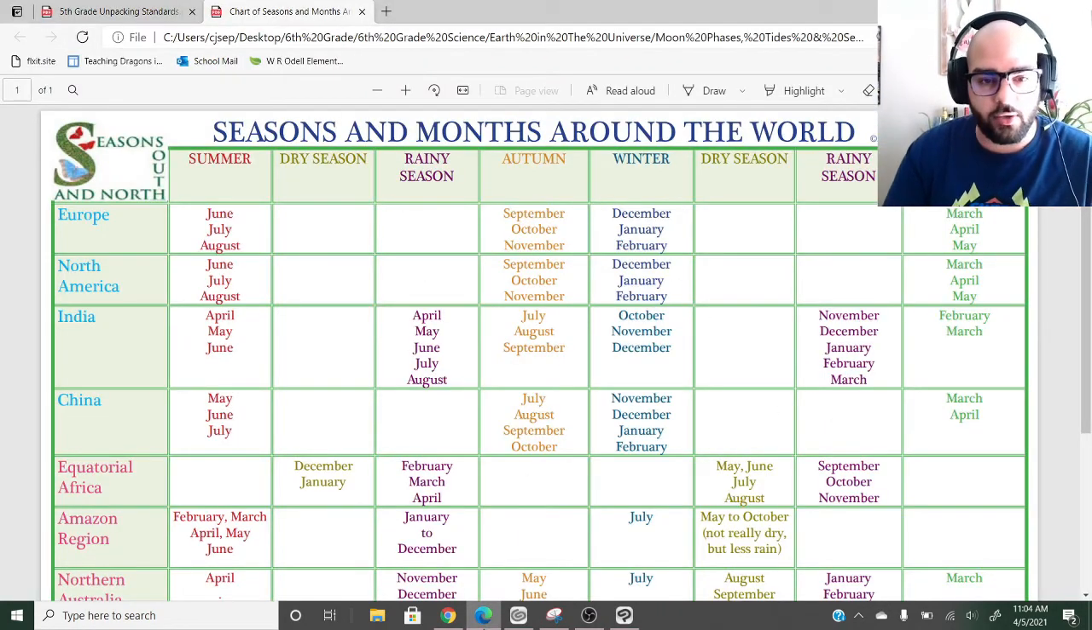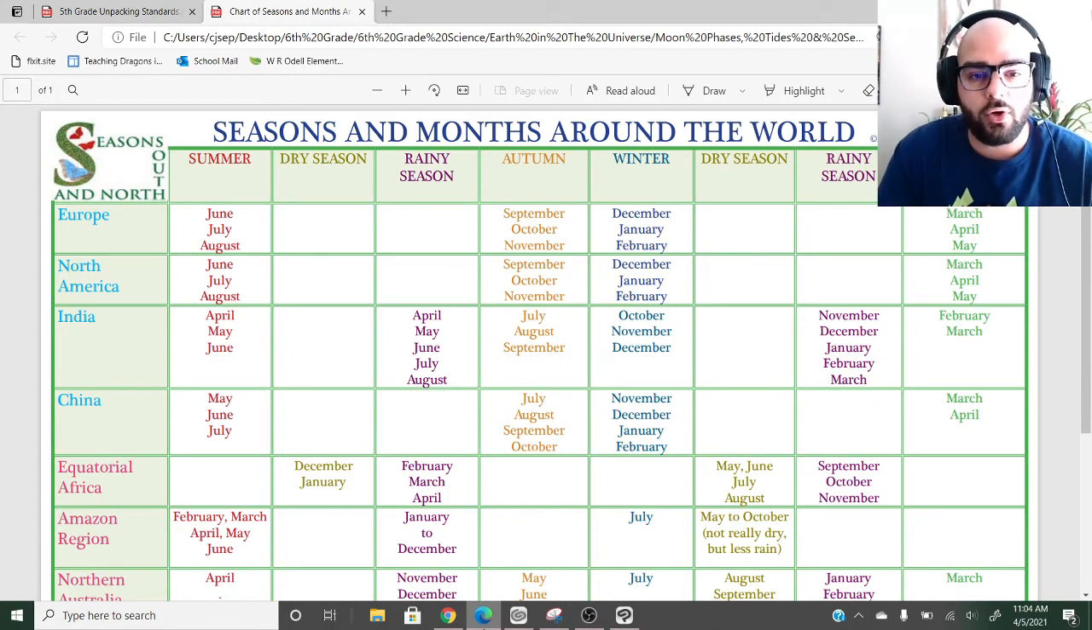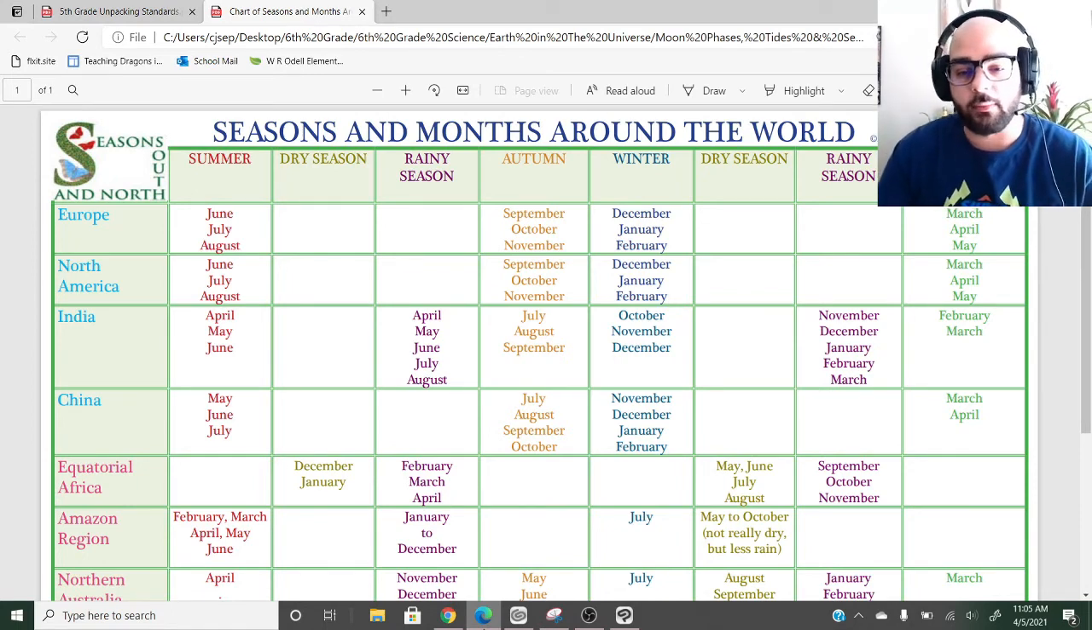Now, I have one more thing I want to show you to sum up this diagram really quickly, and it's this chart right here. It talks about the different continents, different locations on the globe, and different months and what kind of seasons are being experienced. So North America, during June, July, and August, you guys love these times because it's summer, right? You aren't in school. And then autumn hits during September, October, November, winter December, January, February, and then, of course, spring, March, April, May.